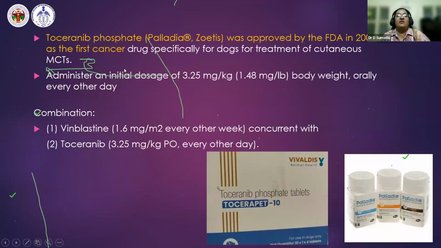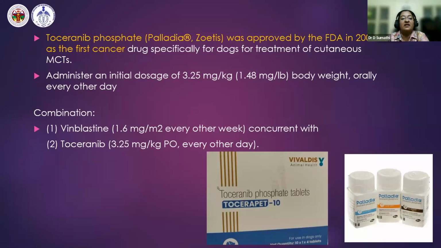So toceranib phosphate, as Palladia from Zoetis and Tosrapid from Vivaldis, are in the market, and are giving better results in the treatment of mast cell tumors. Again, they are also coming under the group of c-KIT inhibitors, that is tyrosine kinase inhibitors, and the initial dose recommended is 3.25 milligram per kg body weight orally every other day. So if you're giving today, tomorrow you're not going to give, the next day you will be giving. So it is like alternate days or every other day.